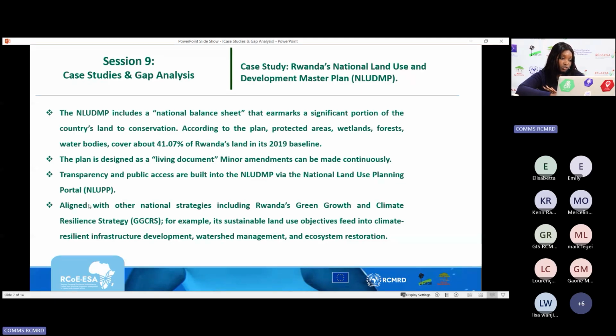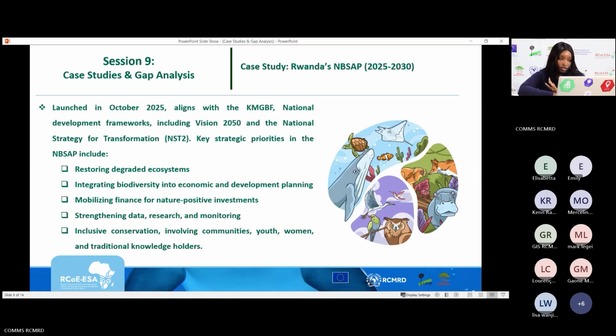Then it has also been able to align with other national strategies. For instance, the Rwanda Green Growth and the Climate Resilience Strategy, in terms of sustainable land use objectives, climate resilience infrastructure and sustainable development, as well as ecosystem restoration. So now trying to link this to their NBSAP.